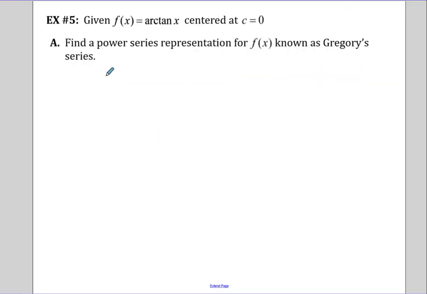Example 6, if we're given arctan of x and it's centered at 0, let's find a power series representation for f of x that's known as Gregory's series. So we already saw from example 4, let's see, what do we know? I think we've got to go back and use example 4. f prime of x is 1 divided by 1 plus x squared. That was our example in part 4.